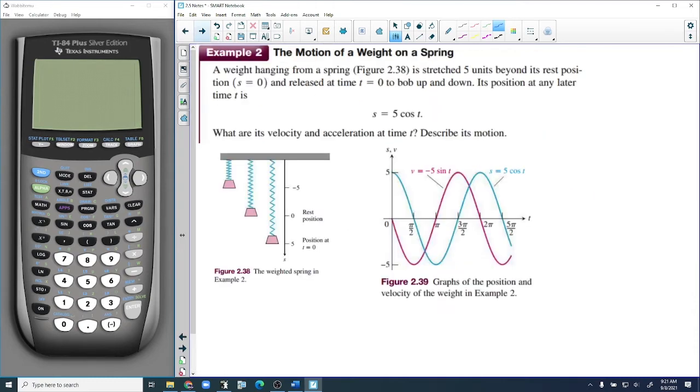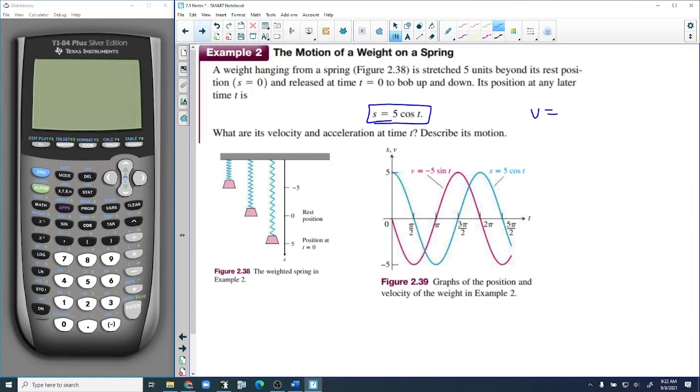A weight hanging from a spring is stretched 5 units beyond its resting position and released at time t equals 0 to bob up and down. Its position at any later time is this function, that's position. Now we're ignoring the fact that it's going to slow down. We assume that it just bobs up and down forever, which is not realistic, but you would get into that in later classes. What are its velocity, acceleration at time t, and describe its motion?